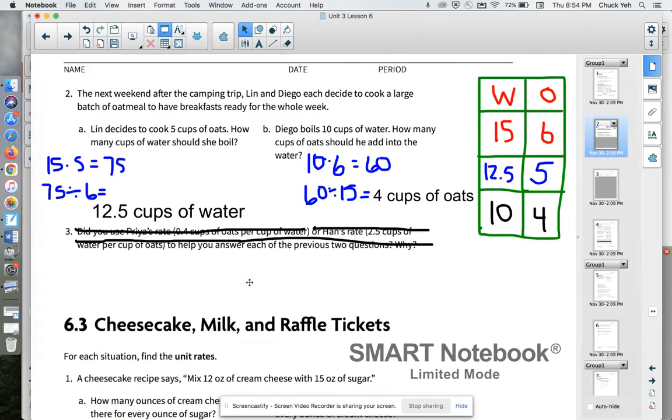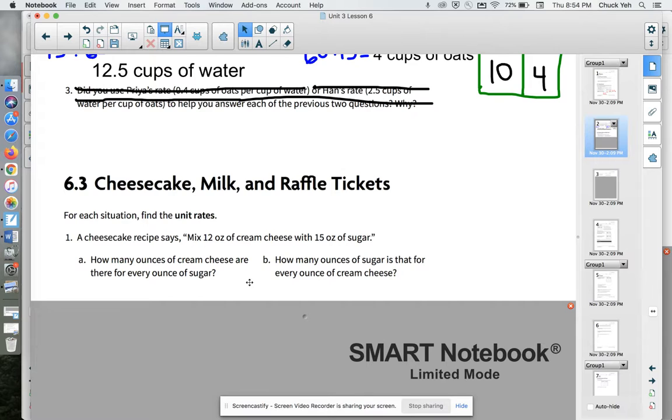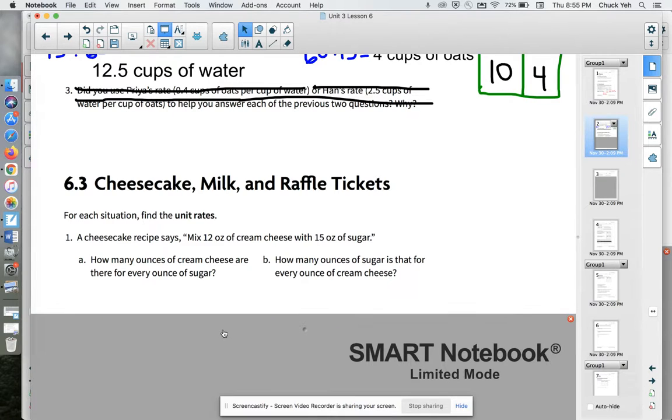All right. 6.3. For each situation, find the unit rates. Mix 12 ounces of cream cheese with 15 ounces of sugar. How many ounces of cream cheese are there for every ounce of sugar? All right. I'm going to say 12 divided by 15.